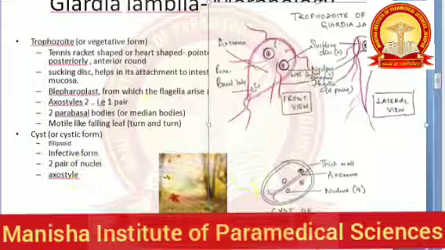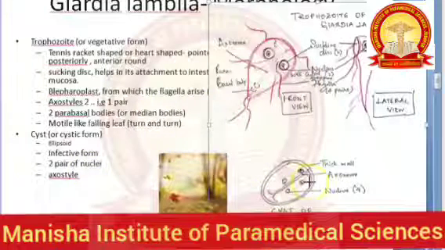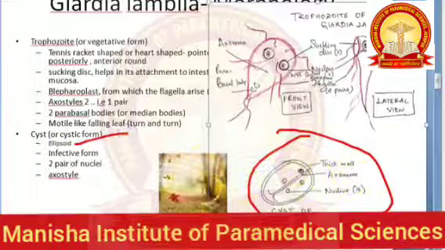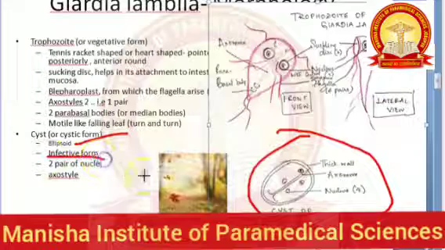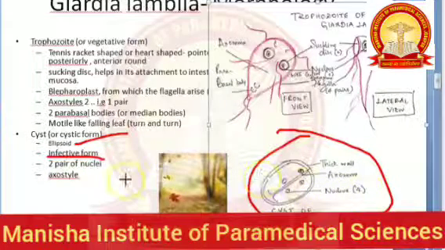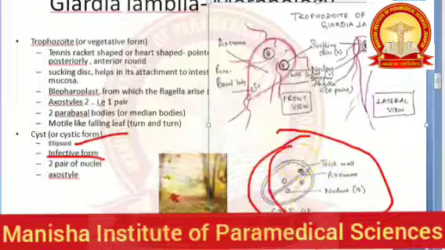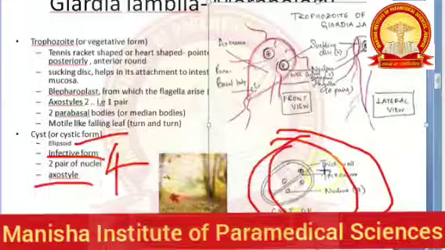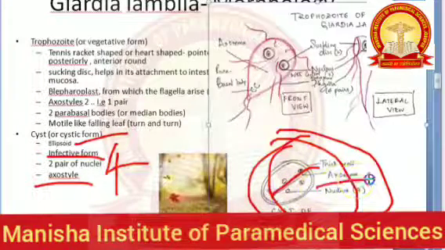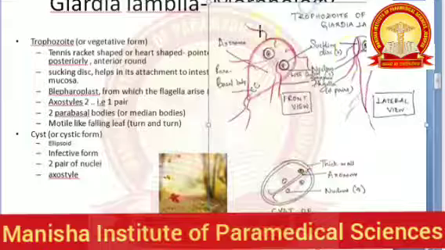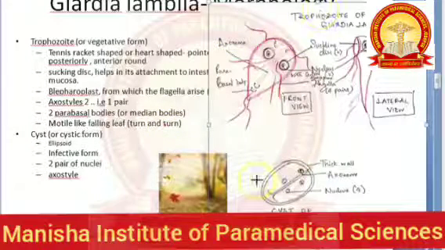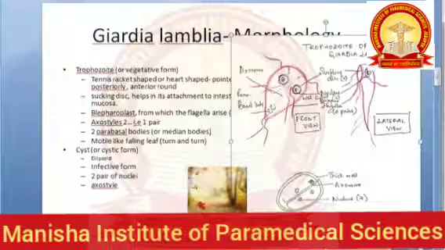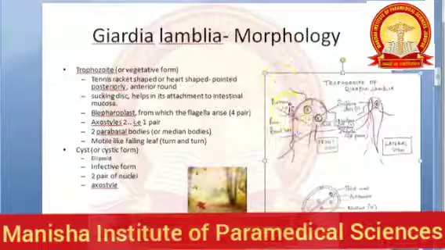Then coming to the cyst. Cyst is this one, guys. The cyst is ellipsoid. You can see it is ellipsoid. It is the infective form, guys. The cyst is the infective form. There are 2 pairs of nuclei, that means totally 4 nuclei. You can see 4 nuclei, and there is an axostyle there. In this, they have labeled it as axoneme. Okay, so the morphology of Giardia lamblia is now over.